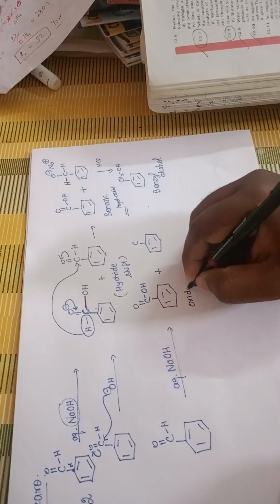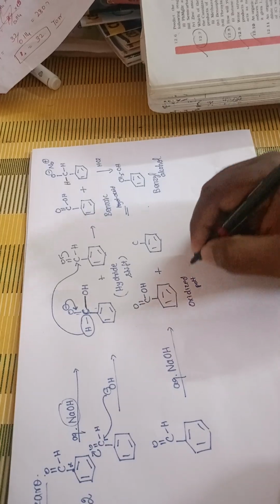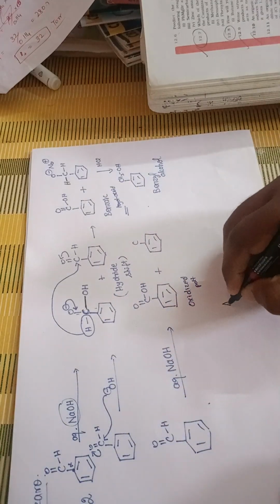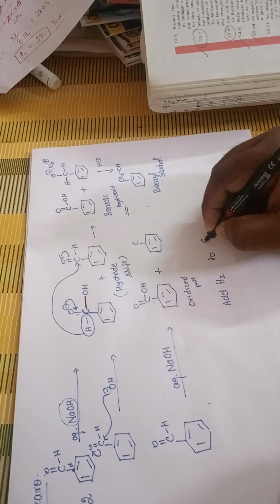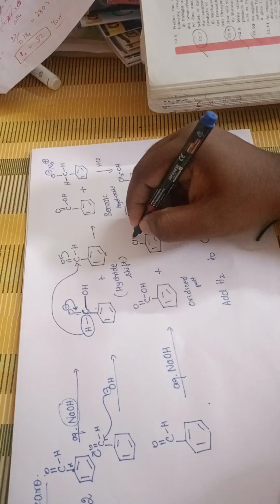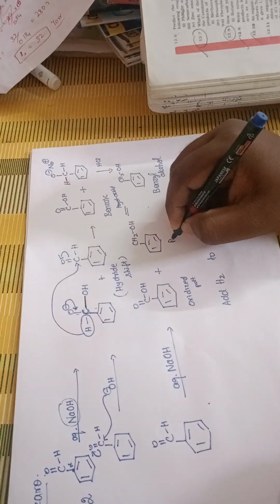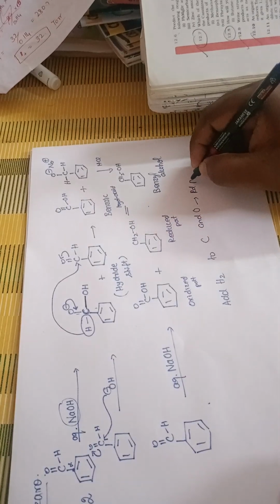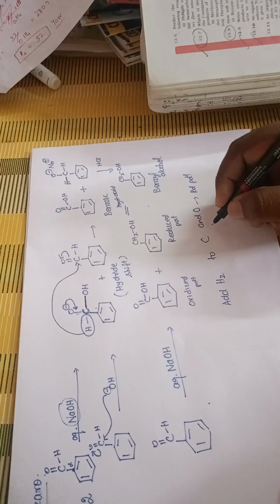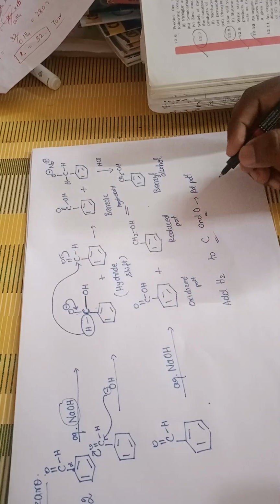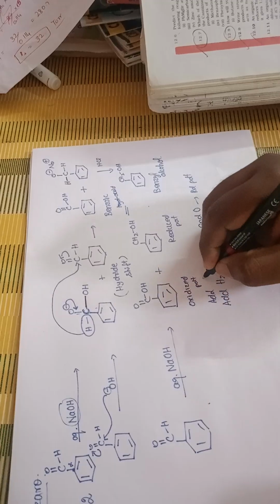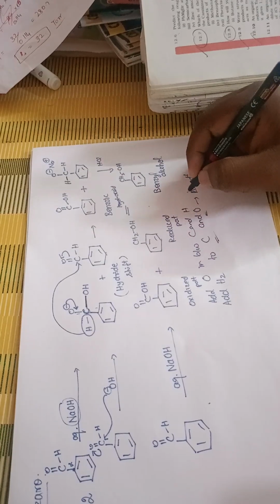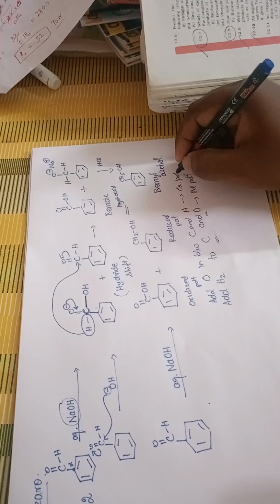To write the reduced product, add hydrogen by breaking the pi bond to the carbonyl carbon as well as oxygen, so you will get CH2OH. So this will be the reduced product. To write the reduced product, add H2 by breaking the pi bond between carbon and oxygen. To write the oxidized product, add oxygen in between carbon and hydrogen. Is it clear?